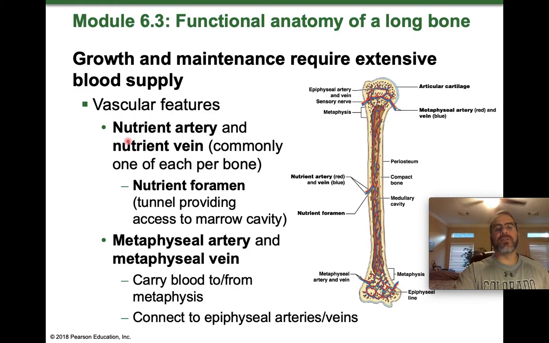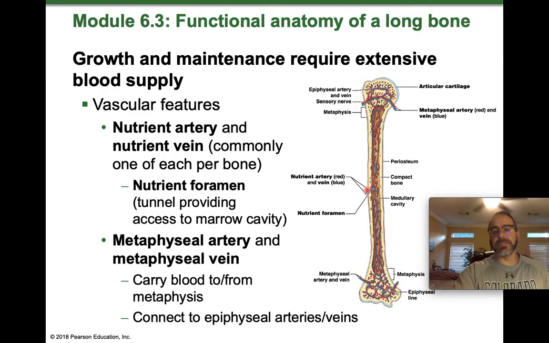We have something called the nutrient artery and the nutrient vein. All right, and you get 1 per bone. It's going to enter in this little hole in the bone called the nutrient foramen. So remember, when you think of foramen, you think of a hole in the bone and a blood vessel goes through it. Okay? So as you can see here, we've got an artery, and if you don't know, artery, for the most part, is going to carry oxygen-rich blood.